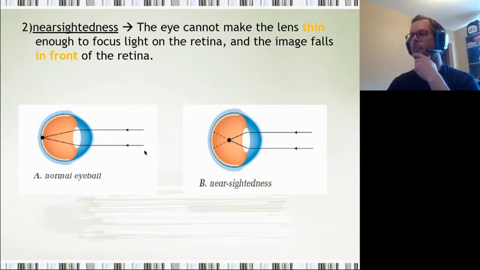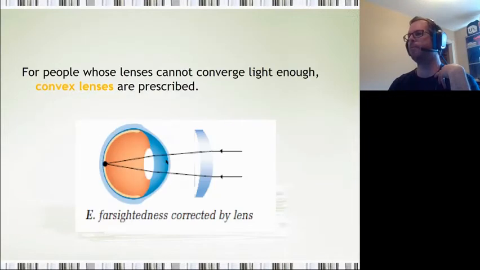Number 2 is nearsightedness, and of course you can see the normal eyeball again, but nearsightedness has the opposite problem. Here we have the light focusing in front of the retina, and so the light rays are diverging at this point, and again you have an obscure image or diffuse image on the back. So we need to move this point further back.